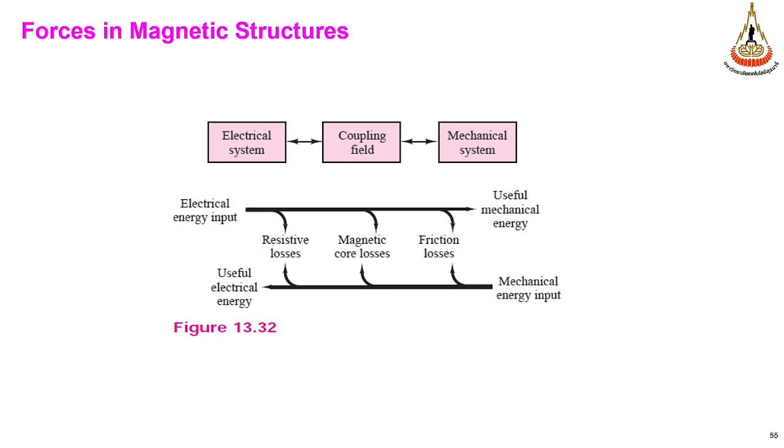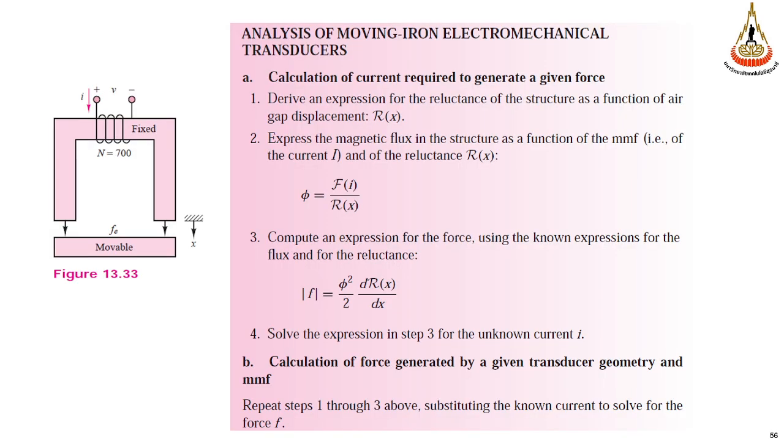The last topic of this slide is the force in the magnetic structure. When we apply the magnetic circuit that we have talked about, we use this formula: equal to flux times reluctance. The flux is a function of I, and the reluctance is a function of x here. So we can compute the force applied to the material.